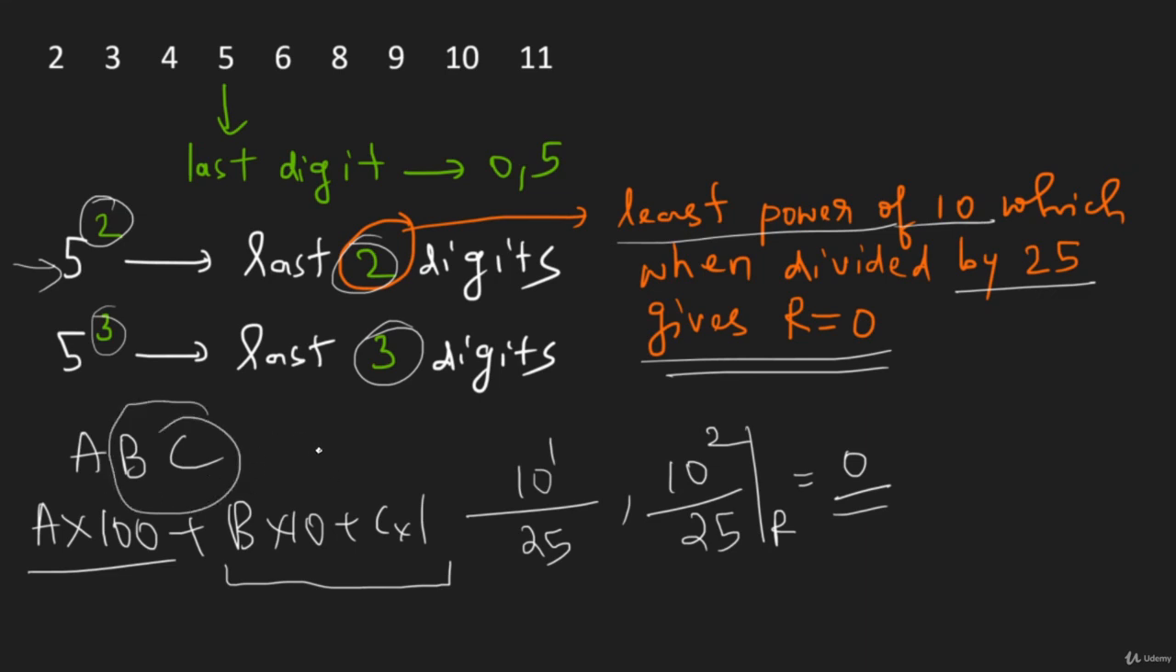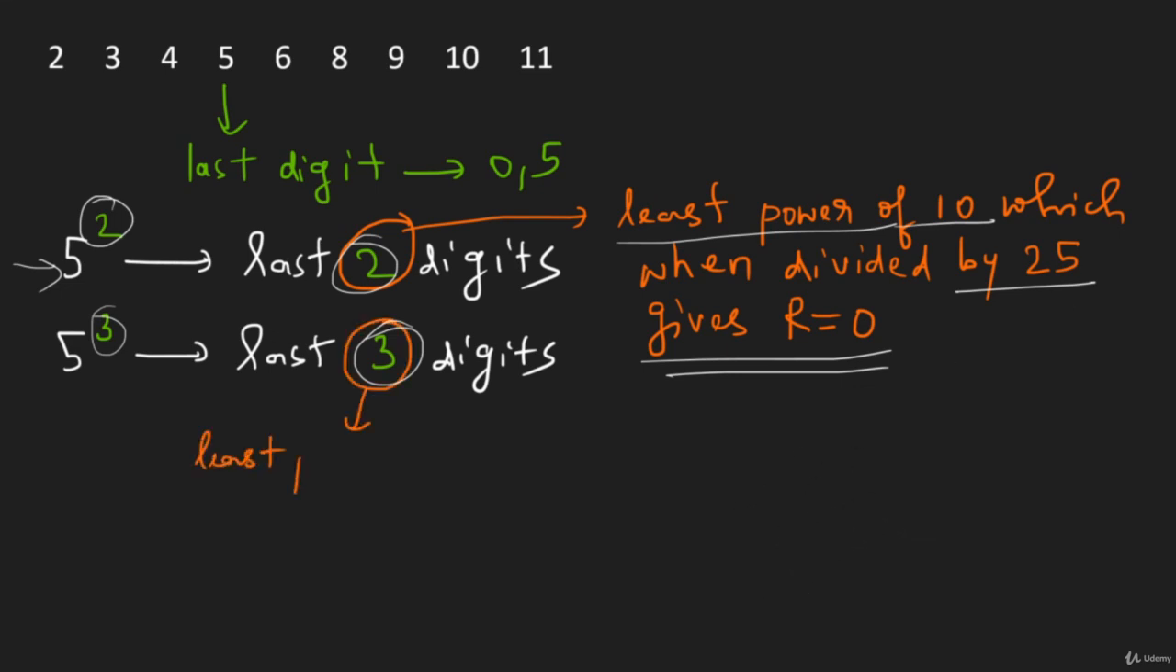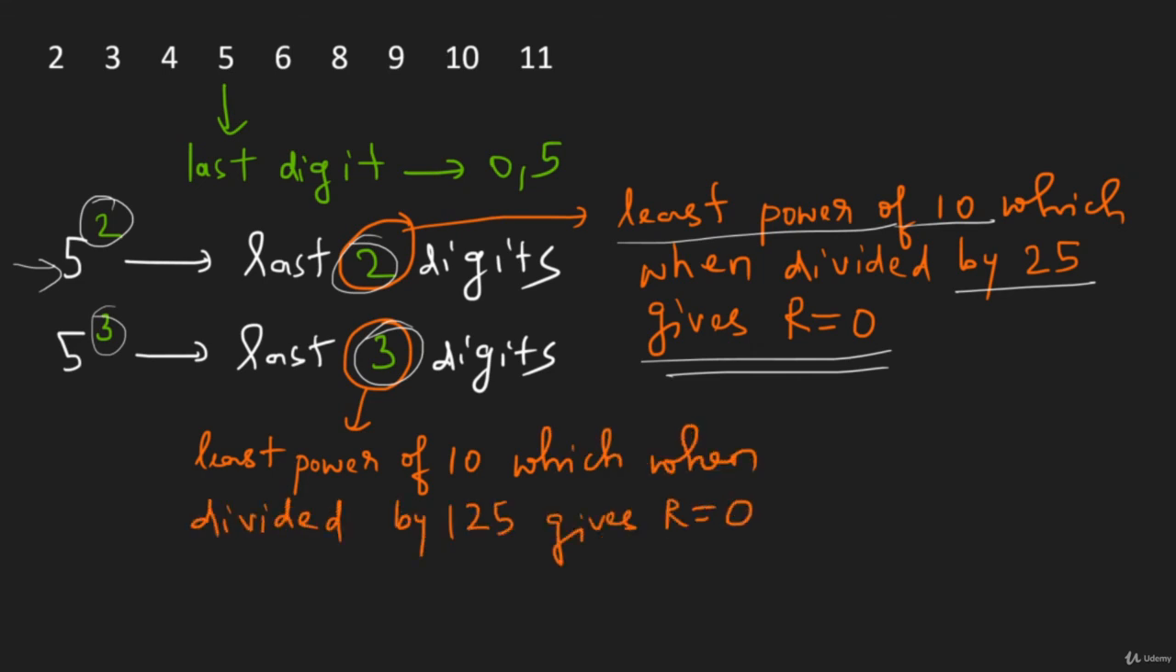The last two digits need to be divisible by 25 for ABC to be divisible by 25. Alright. In a similar manner, you can see that if a number has to be divisible by 125, or 5 to the power 3, the last three digits have to be divisible by 125. That is because 3 is the least power of 10 which, when divided by 125, gives a remainder of 0.